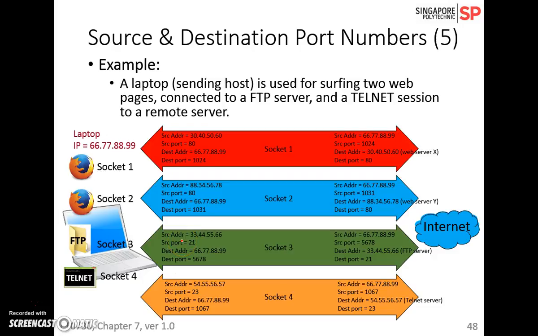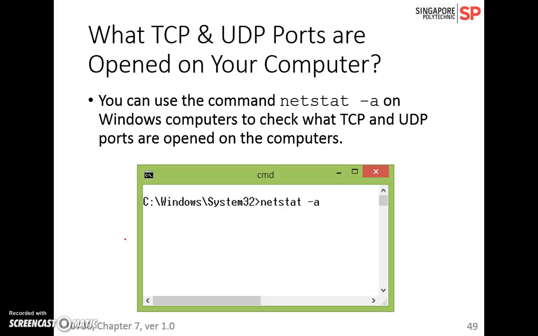So although the destination IP address is the same, it's a single IP address, because the port number is different, the packet will be able to go back to the correct application. So by using socket information, your laptop now can go to multiple destinations. And when the return packet comes back, the packet can go to the correct application.